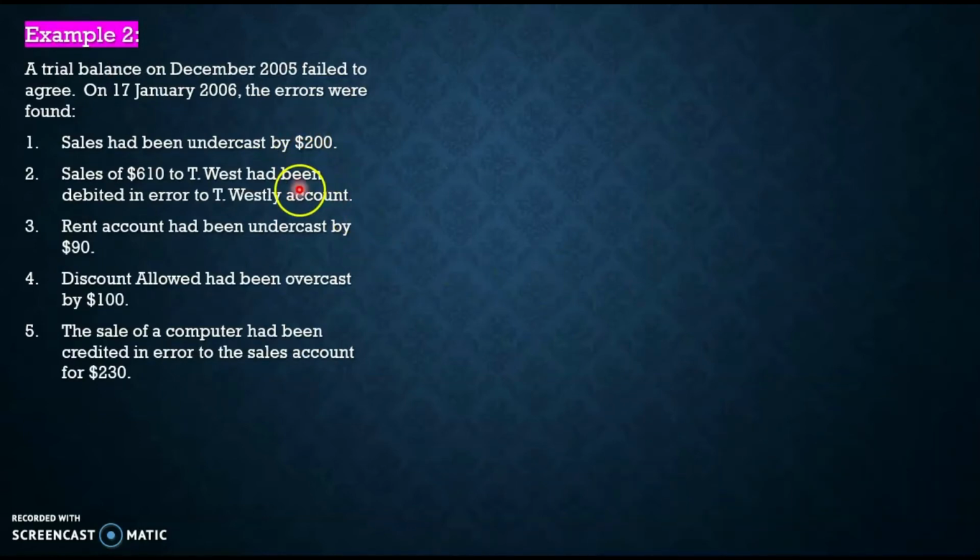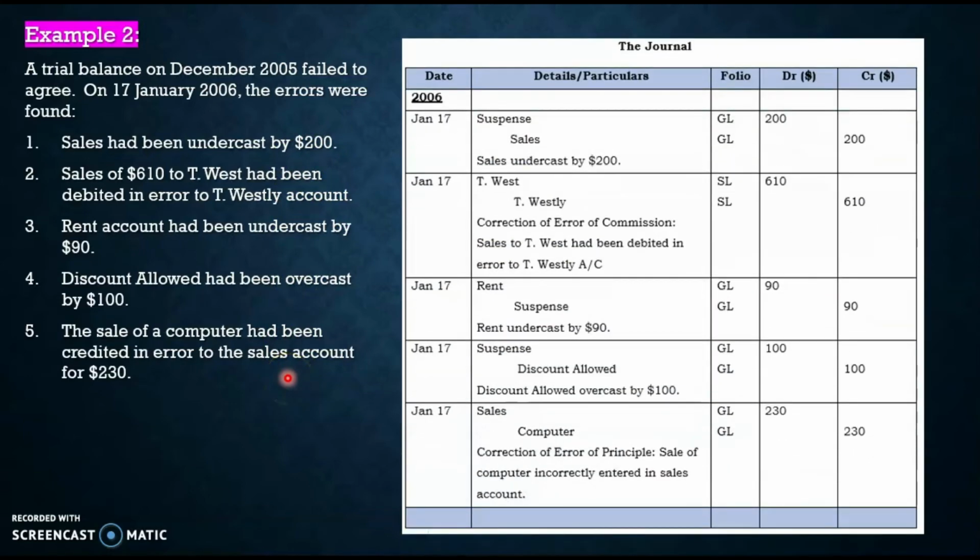So these are more errors that were found while going through the books. Now, if you look at it, the first one says sale had been undercast by $200. So the sales account was short by $200. Sales carry a credit balance. So we're definitely going to credit the sales account with the $200 and debit suspense to show the correction.